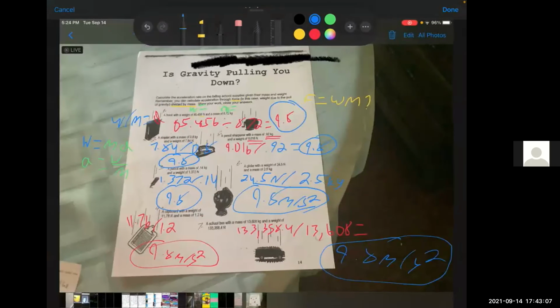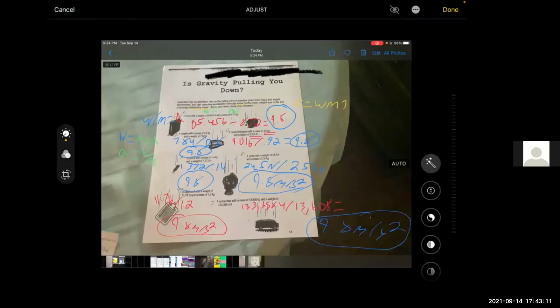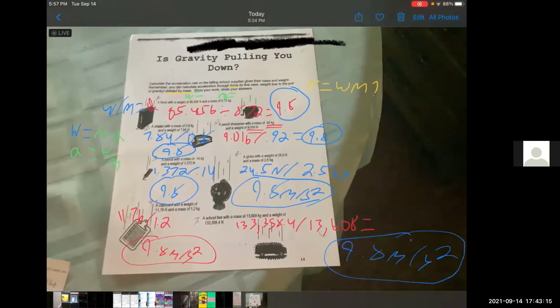Great. Just got that done. Understanding that, getting it right? Yeah. Great. Stay focused. I'll be right back. All right, stay focused.